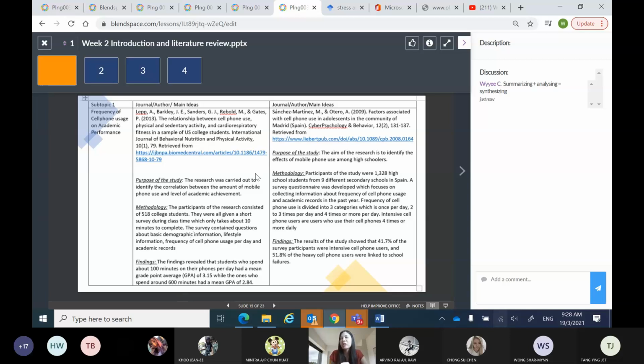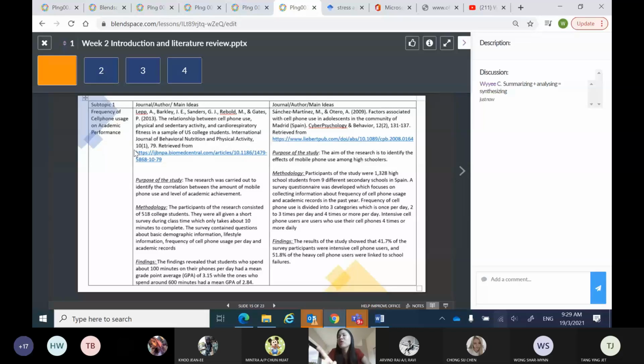For every journal article that you have read that you think is related to your topic, you take out the website link, the journal title, the article title, the author's name, and the 3 main ideas, which are the purpose, methodology, and findings. For every single journal article that you have read and you think is useful for your research, put them in the literature review synthesis matrix. You don't need to put the subtopic first. Just put them in the synthesis matrix.